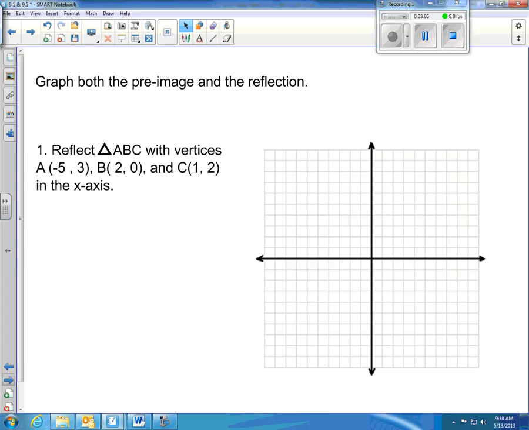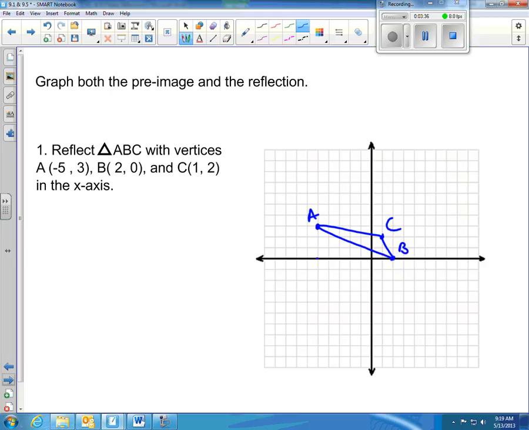And let's graph both the pre-image and the reflection. It says reflect triangle ABC with vertices A at -5, 3. So we're going to go -5, 1, 2, 3, 4, 5, up 3. And we're going to label that with A. B is at 2, 0, so we go over 2 at 0. And C is going to be 1, 2, so over 1 and up 2. So this is C. So our triangle is going to look like this.